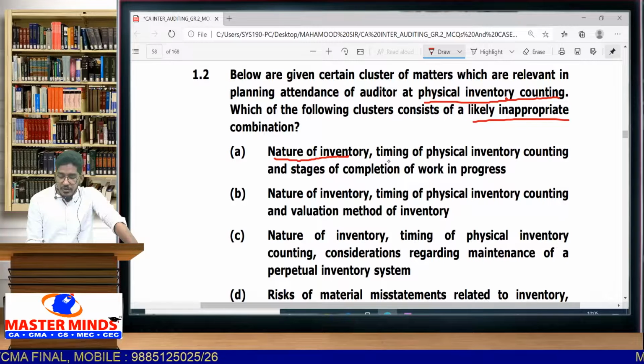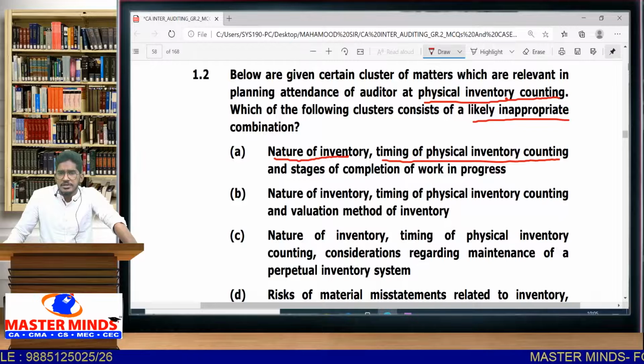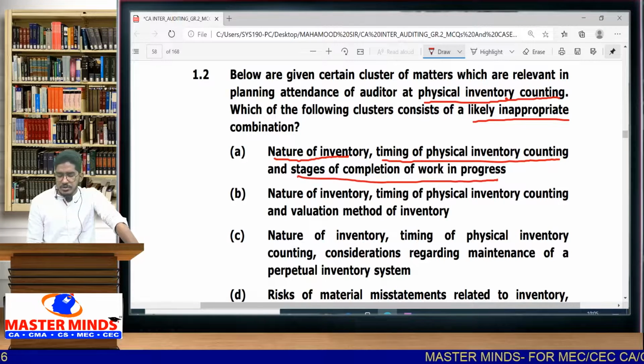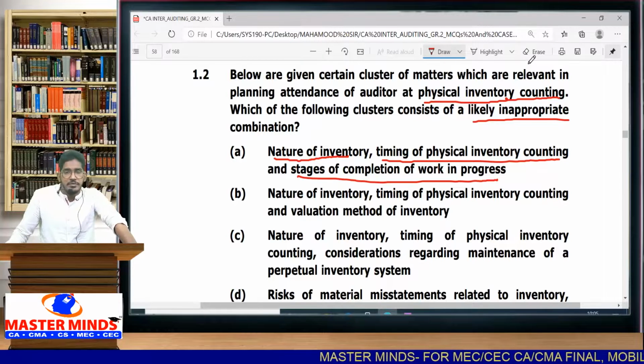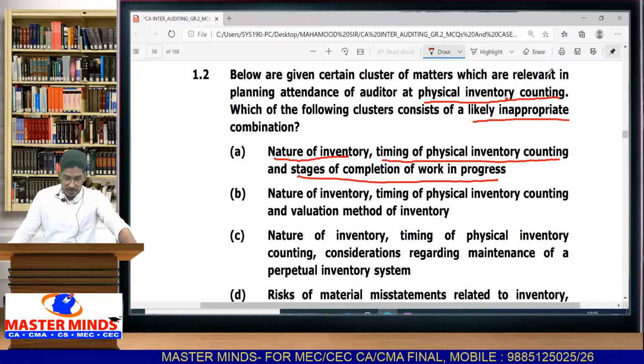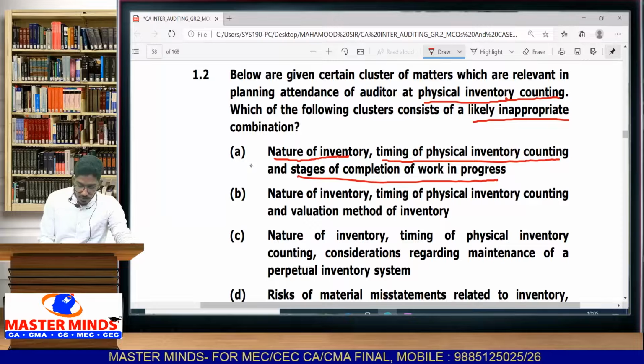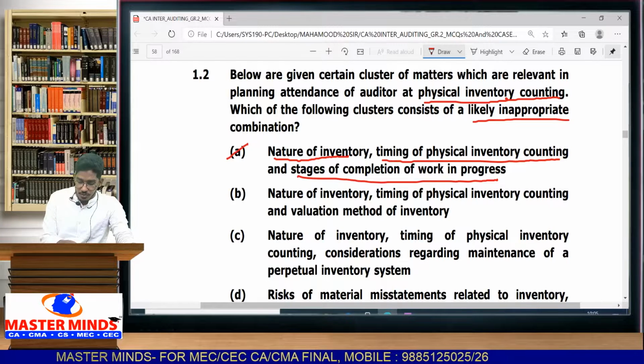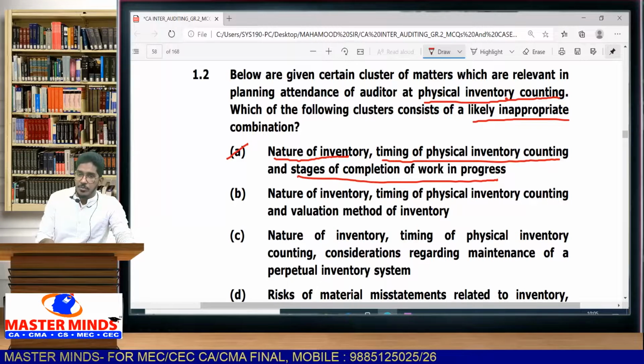Timing of physical inventory counting, at what time you have to consider physical inventory counting? Is it on the balance sheet date? Other than the balance sheet date, definitely you will consider that matter also. And stages of completion of work in progress. Yes, you will also try to observe what stage of work in progress has been completed. 50%, 60%, 70%, 20%. What is the percentage of work in progress completion? That also you will observe. Then B option. So A contains all appropriate options only. A combination is appropriate.